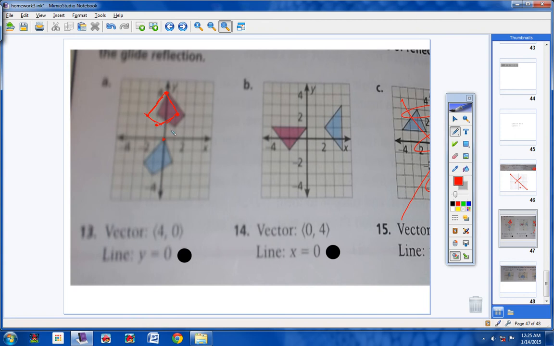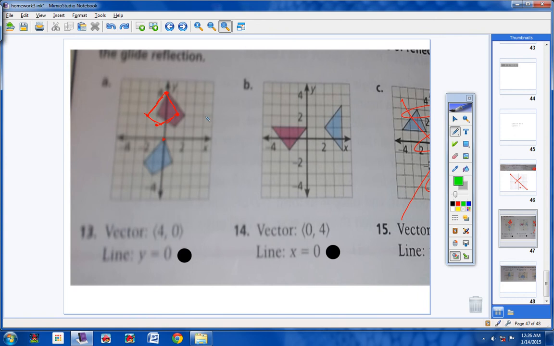Now, students, it says reflected in the line x equals 0. So the line x equals 0 is this line right here, vertical. X equals 0 is a vertical line going through x equals 0. Okay, now students, think about it. This is the one I want.